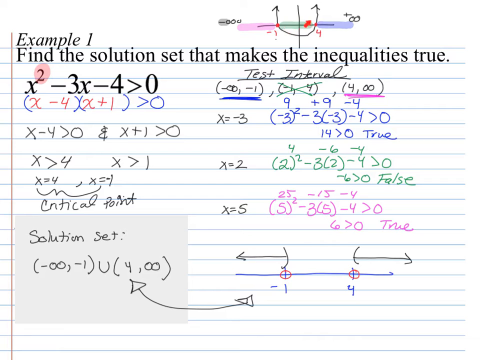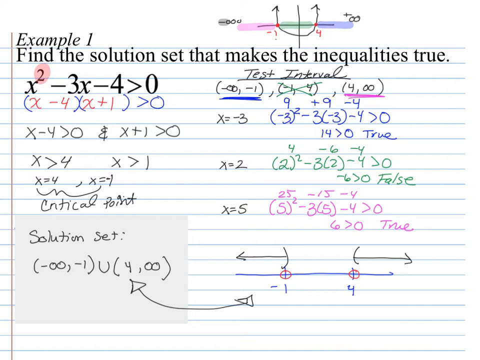Then I picked 2 from the inside interval. And when I substituted the value, I got that -6 was greater than 0. That's a false statement. That means everything right here in the little green part is false. That nothing could be my solution. Then I picked x equals 5 from this interval right here. I substituted in, simplified it, and I got that it is greater than 0. Since that is a true statement, I know that this test interval works, which means anything from 4 to infinity is part of the solution.